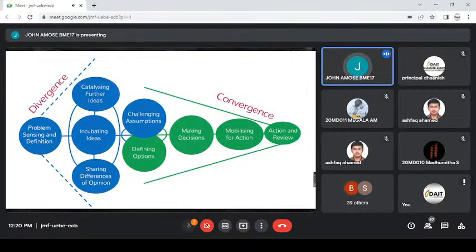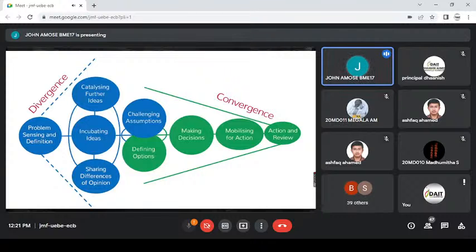Generally, when you look at this problem-solving process, you can see the initial phases where you get inputs from the user. There's a problem sensing and definition phase. There is a phase where you're incubating ideas, and here different opinions are shared. So all this is kept broadly open. There is a divergence at the beginning, catalyzing further ideas. A lot of people put in different ideas that can move the idea forward, and this process goes back and forth.